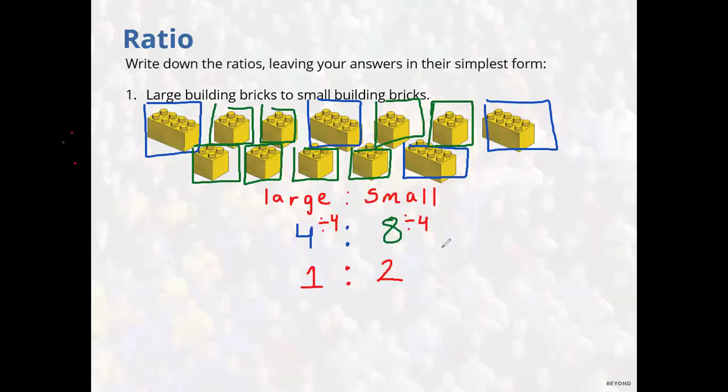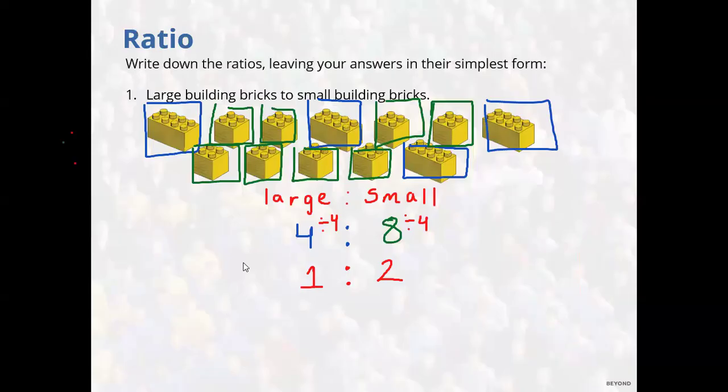What is another way I could write this? I could write it as 1 over 2 as well. Or another way I could write 1 to 2. 0.5. No, I cannot. Not for ratios. You can't convert them into decimal. So the ratio is 1 to 2.